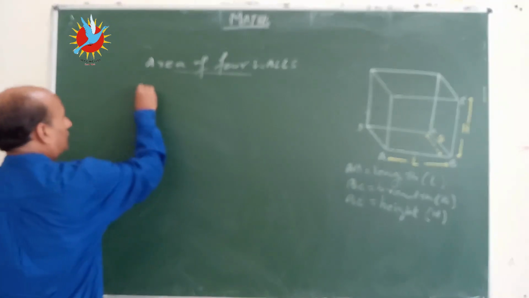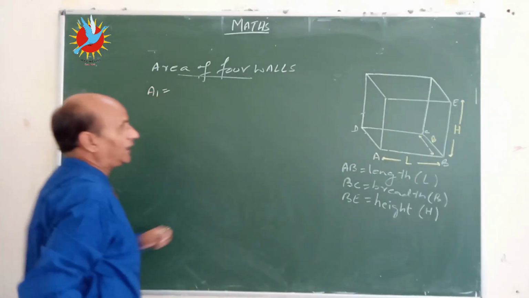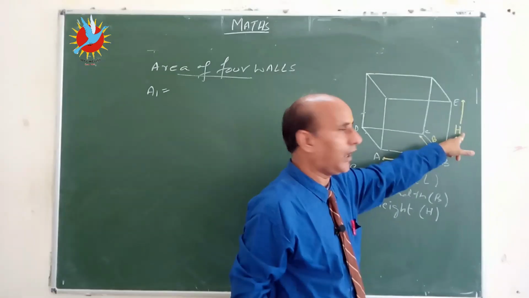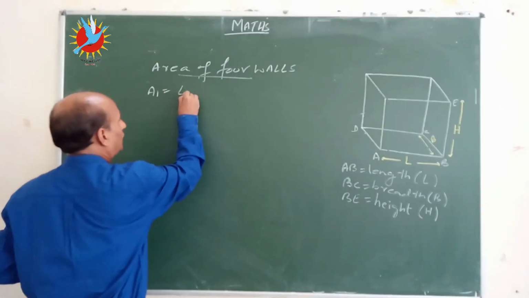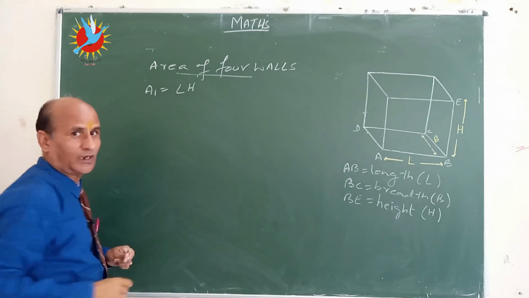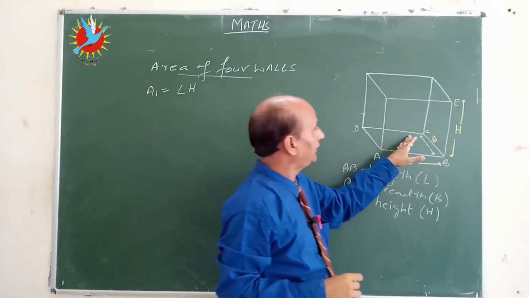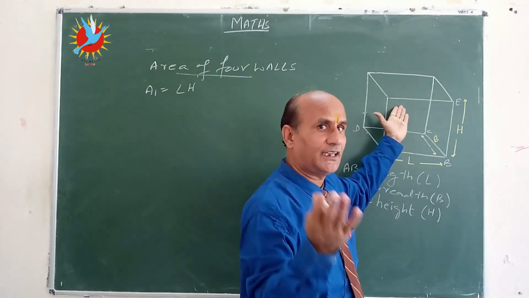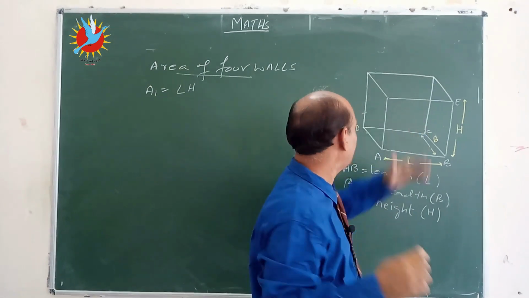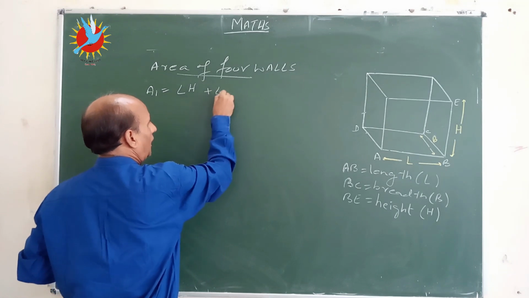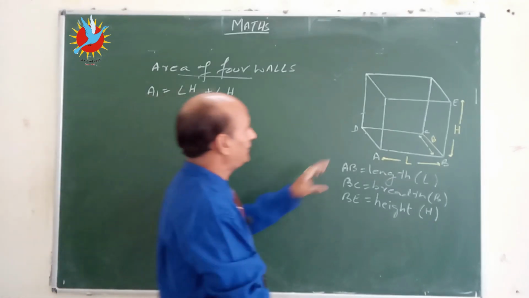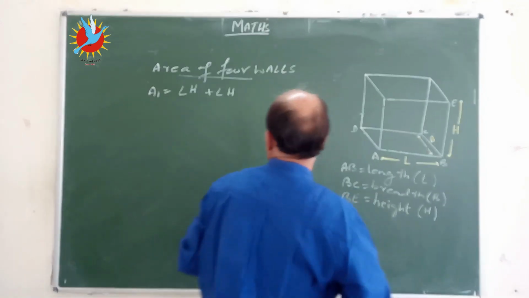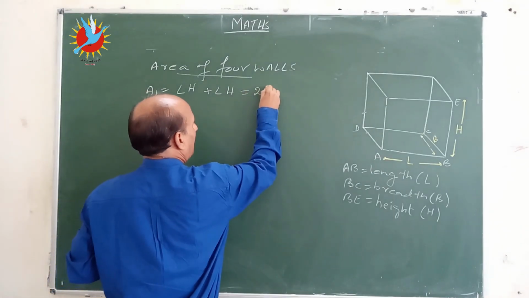So first we will take the area of this surface. Now this surface is length into height. So area of the first surface is length into height, and this surface is just similar to the surface which is just behind it, and the area of the surface is also same. So we will add the area of the second surface, that is the area of this surface and the area of the surface just behind this. So we have got twice LH.